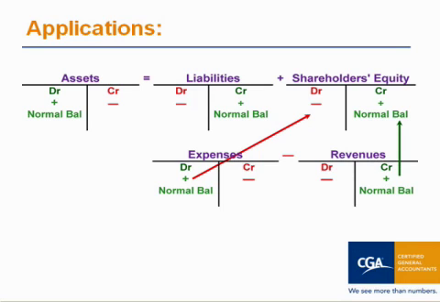When it comes to revenues, revenues have a natural credit balance. In order to reduce our revenues down to zero, we would clear out our revenues by making a debit entry. And the offsetting entry would be on the credit side to shareholders' equity, thereby increasing shareholders' equity.